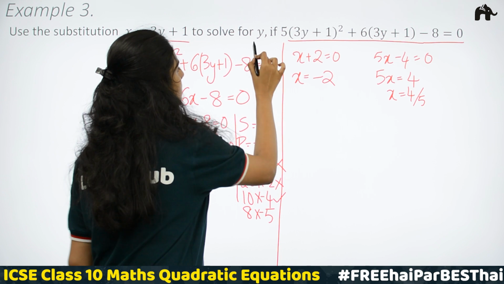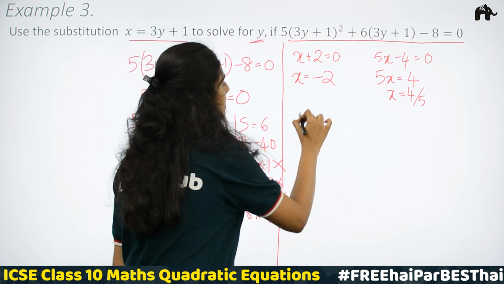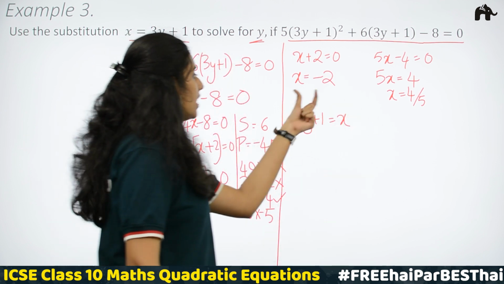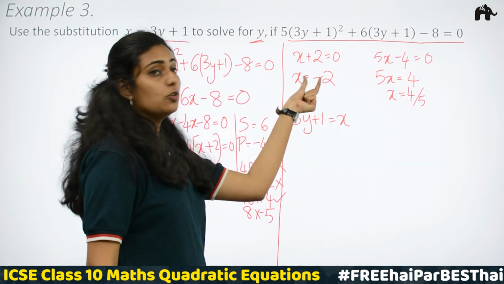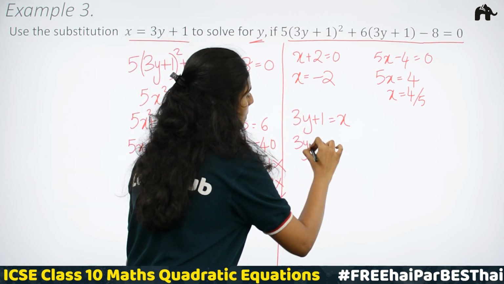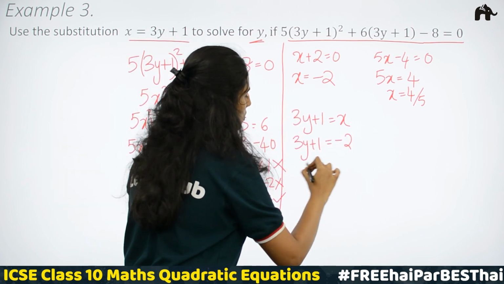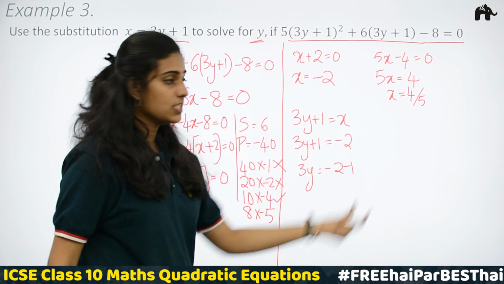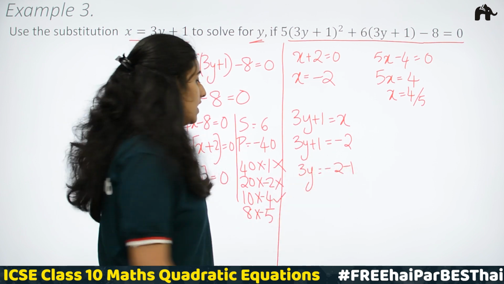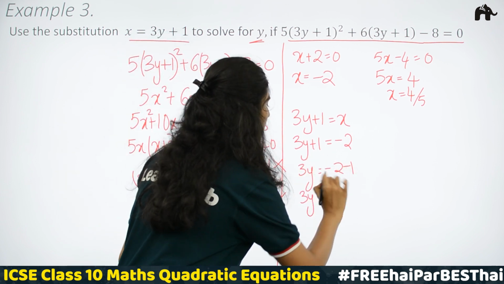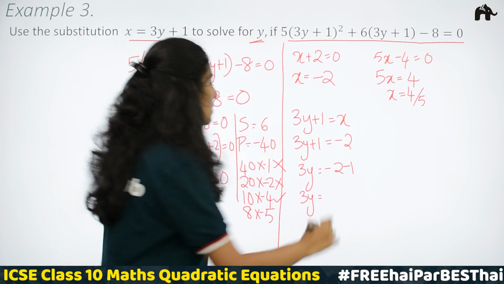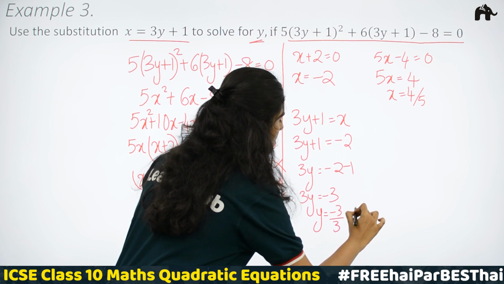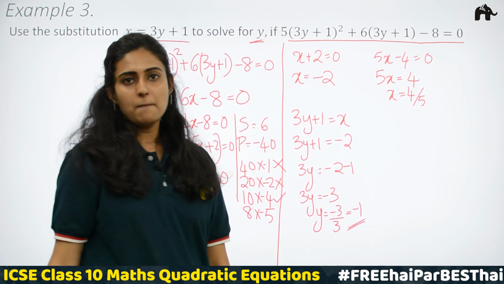We need to find y. Okay, we have 3y plus 1 is equal to x. Now substitute the values of x. First, when x is equal to minus 2, 3y plus 1 is equal to minus 2. 3y is equal to minus 2 minus 1, taking this plus 1 to the opposite side. That is, 3y is equal to minus 2 minus 1, which is minus 3, and y is equal to minus 3 divided by 3, which is equal to minus 1. Y is equal to minus 1.